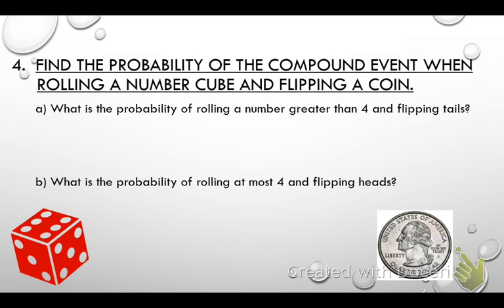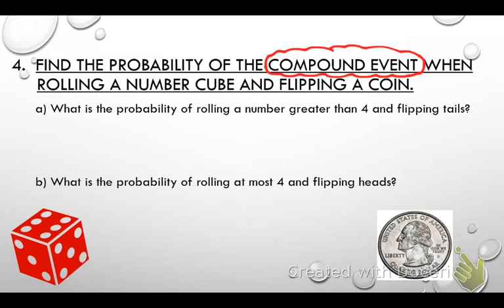Find the probability of the compound event. So go ahead and turn the page. I want you to take your red pen and just go ahead and highlight these 2 words, compound event. When you see that, how many events are we looking for? 1 or more than 1? Multiple. So it's going to be more than 1 event.